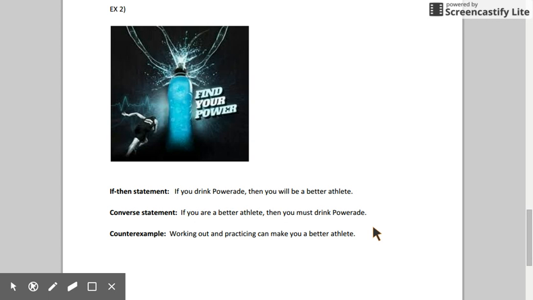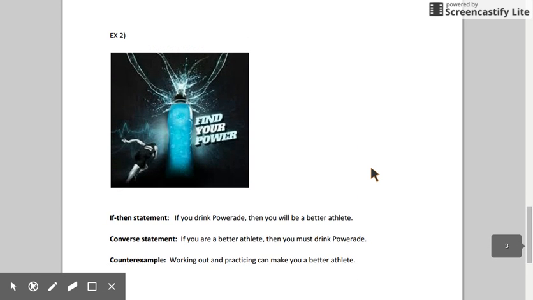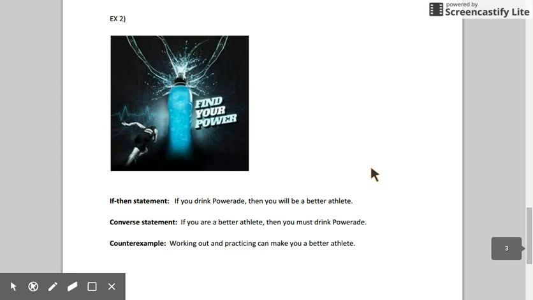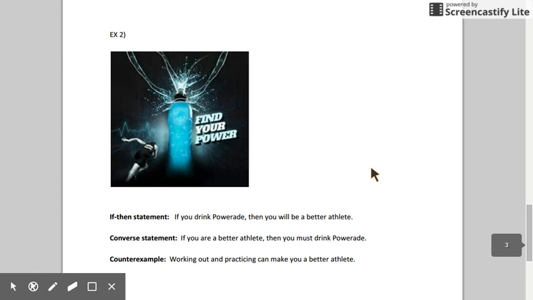So they're trying to sell you this image that if you drink Powerade, you'll be at the top of your game, you'll be a good athlete. Not necessarily true. So don't be convinced by that. So I hope that using if-then statements and converse statements allow you to come up with counterexamples and make better decisions.